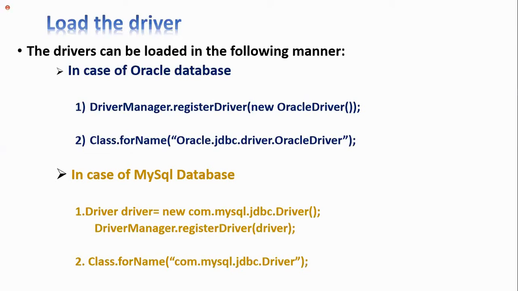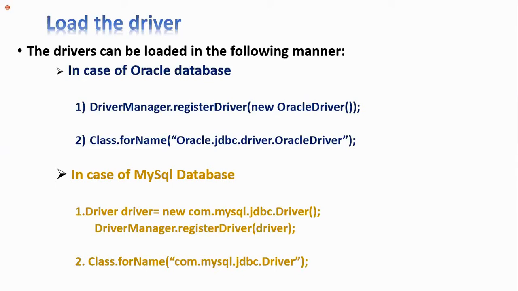Guys, there are two ways in which I can load the driver onto the DriverManager. In case of Oracle, I will tell DriverManager.registerDriver and I will create the object inside as a parameter itself. And the other approach is Class.forName, where I will be specifying the path where the Oracle driver is present. In case of MySQL, first I will create the object, and whatever is the handle of the object, I will be passing as a parameter for my DriverManager. I hope I am completely clear with the things.